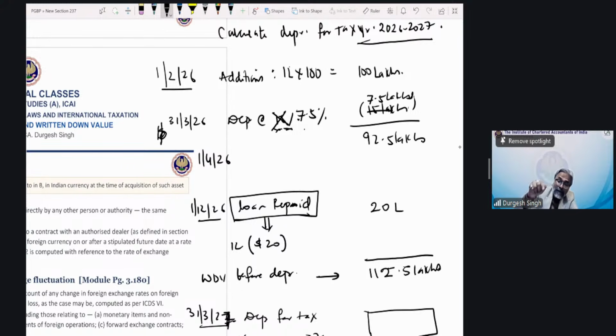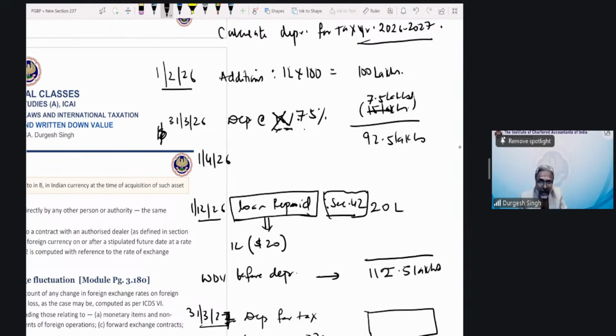Now, many students say that, sir, for 92.5 lakhs, which is the opening WDV, you give the full 15% depreciation effect. And for the additions in the form of capitalization that you have done, this loan has been repaid. So the effect which you have given in this section 42, of that 20 lakhs, you give 7.5%. No, students, for the entire 112.5 lakhs, you are going to give a full depreciation at 15%. And why is it so? Again, I'm repeating the same condition. And what is that condition?